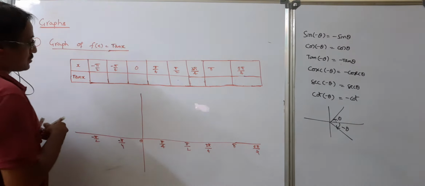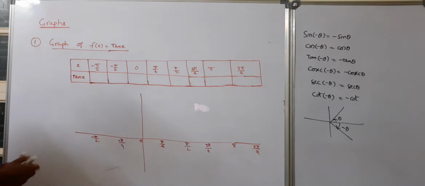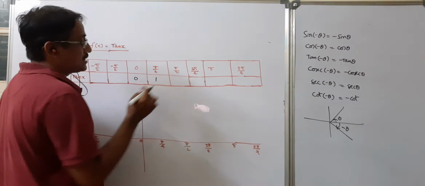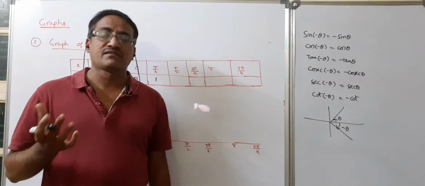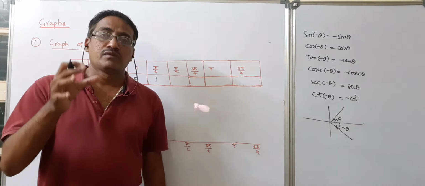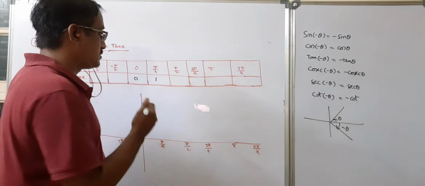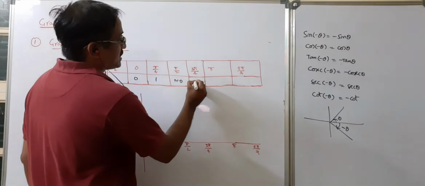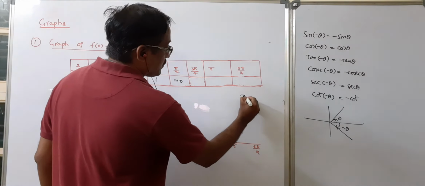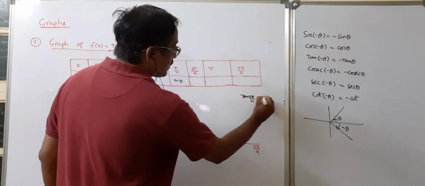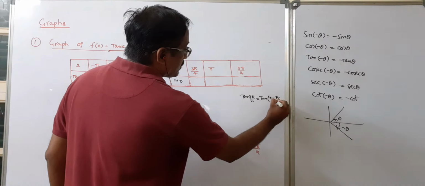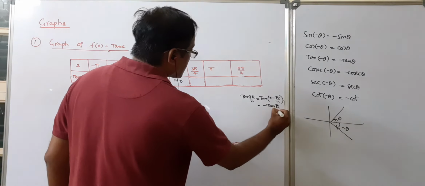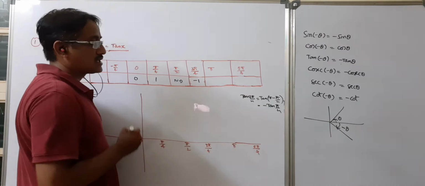So tan 0 is 0, tan pi by 4 is 1, tan 90 degrees. Now we don't have an exact value of tan 90 because we consider it not defined. So tan 90 degrees is infinity or not defined. Tan 3 pi by 4 is equal to tan of pi minus pi by 4. So tan of 180 minus theta is minus tan theta. So you will get minus tan pi by 4, it will be minus 1.